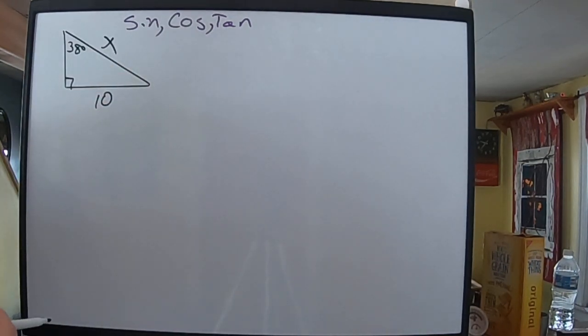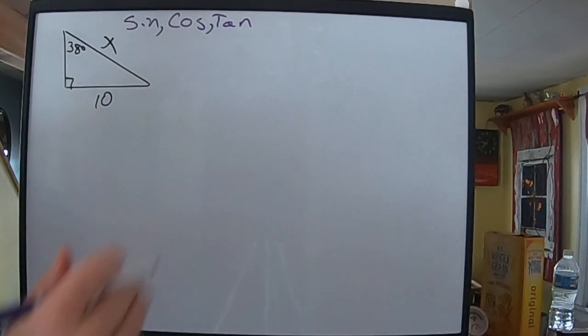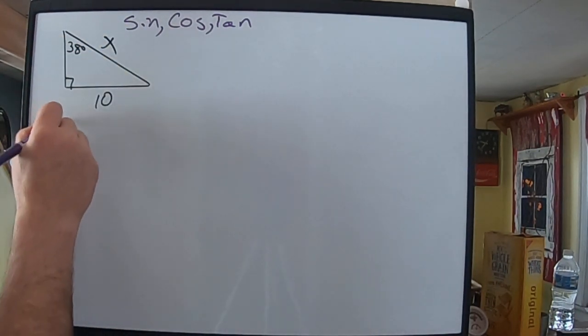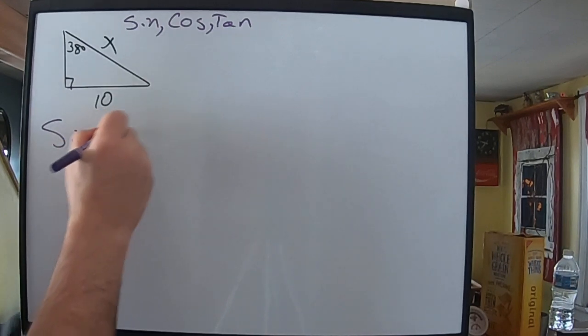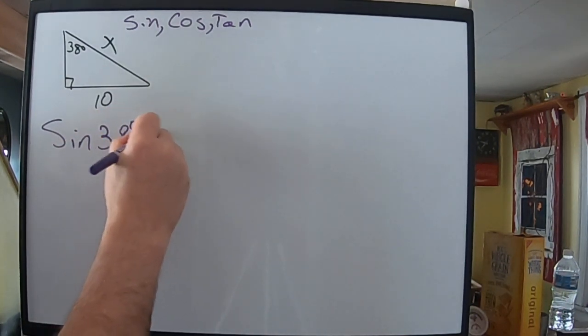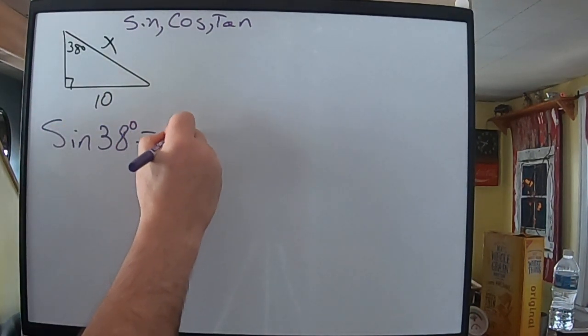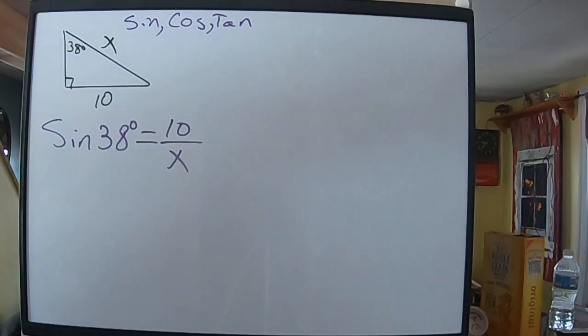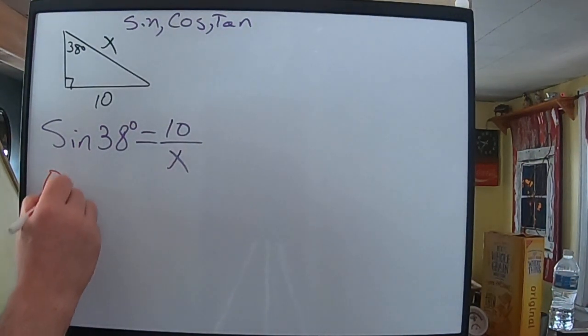That'd be sine. I know it feels like Blue's Clues, right? Sine, it's sine, right? So opposite over hypotenuse. So sine of 38 degrees is going to be opposite over hypotenuse. So when I go to set this up, first I'm going to find sine of 38 degrees, 0.6157.